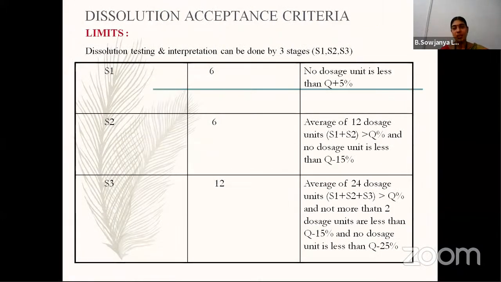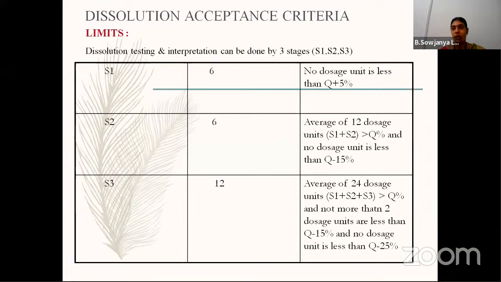So, the dissolution acceptance criteria and their limitations. Dissolution testing and interpretation can be done in 3 stages: S1, S2, and S3. S1, S2, S3 are the stages of dissolution testing performance and acceptance criteria. In stage 1, 6 tablets are to be taken. So no dosage unit is less than Q plus 5% variation.